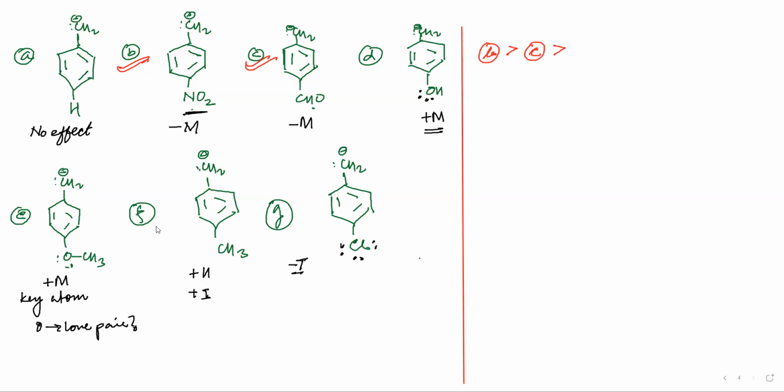Now let us look at, is there any minus I? Can you see any minus I? Yes, I can see some minus I in the G structure. This is minus I. All others are either plus M, plus I, or no effect. That means this is a stabilizing effect, correct? This is a stabilizing effect. So next I will be getting G.